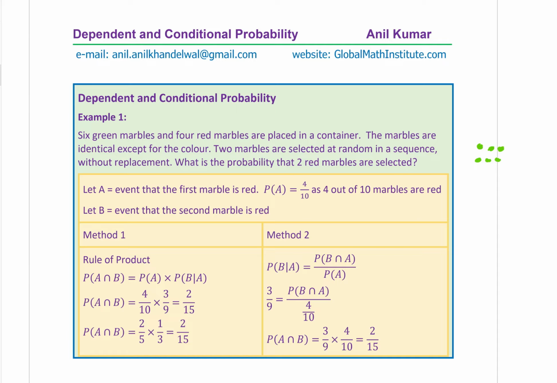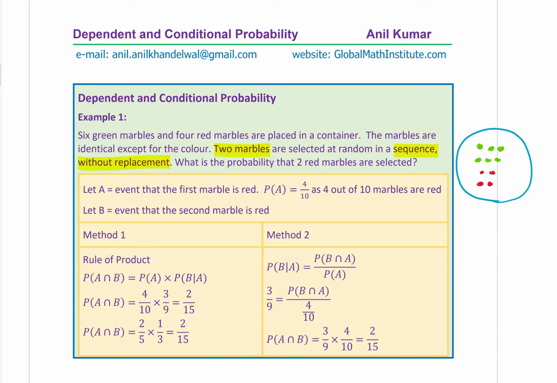And 4 red marbles. So let's have 4 red marbles. Now these are in a container we're talking about, correct? So these are in a container. Now, the marbles are identical except for the color. As you have seen, 2 marbles are selected at random. So we are going to select 2 marbles at random in sequence without replacement.